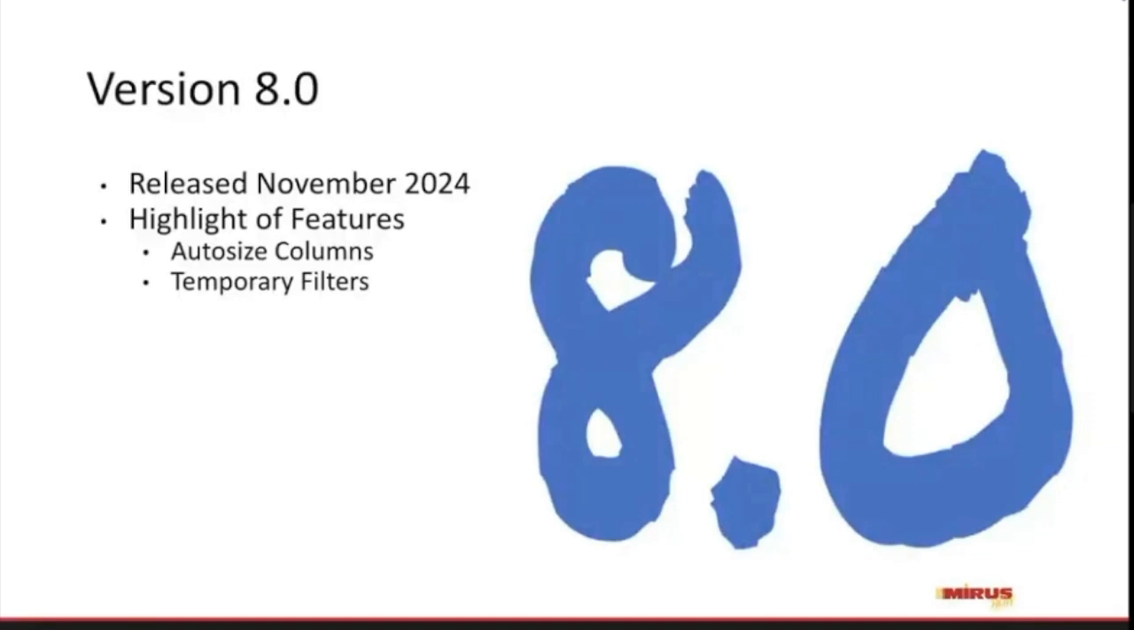Version 8.0 was released in November of 2024. Some highlights of the features that were included with this version were auto sizing of columns and temporary filters. Also with version 8.0, we upgraded our data grid solution from JQ Grid to AG Grid.